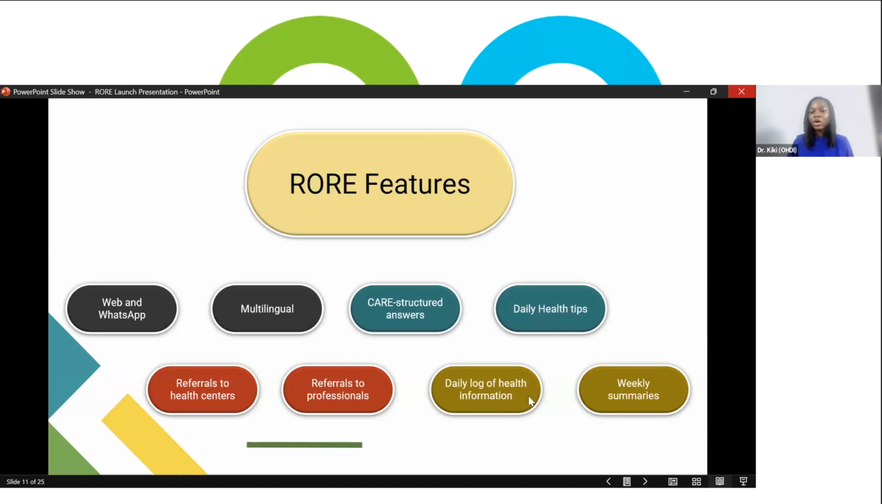There's also the part of daily log of health information. So if you go on Rore, you can log health information, whether it's for your health or for your farm or for your animals. And when you're logging all this information every week, it gives you a report based on the logging that you have done. So you have weekly summaries: this is what you have logged this week.